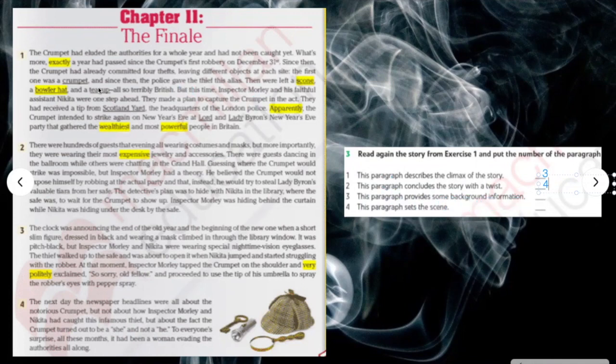Well, this is the first one because it is telling us what happened before the main story that starts in paragraph number 2. So paragraph number 1 is the one that provides some background information. And number 4, this paragraph sets the scene. Well, it's number 2. It's where the story of this narrative begins.